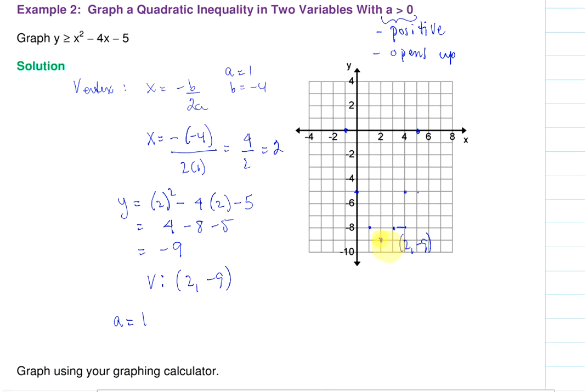Okay, so now we want to draw our parabola in. So do we use a dotted line or do we use a solid line? And if you take a look, we have greater than and equal to, so we're going to use a solid line. And so we graph up.